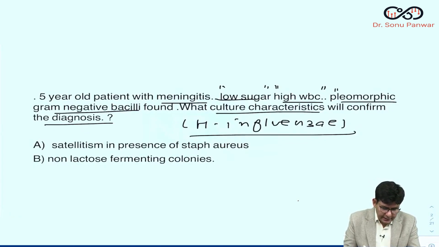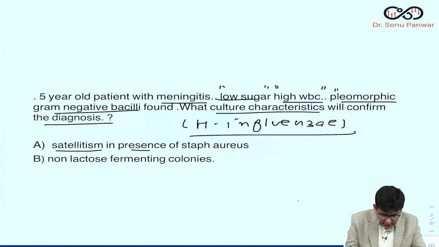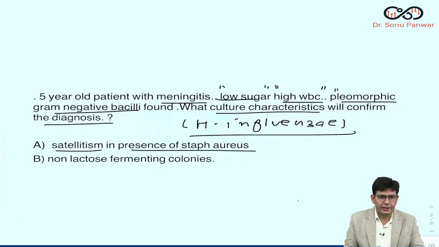You know that this organism shows satellitism in presence of Staph aureus. And what is satellitism? Satellitism is an increase in the size of colonies around the Staph aureus streak, because they get the X and V factors from it. That's why Hemophilus influenzae, which loves to grow on chocolate agar, shows this. I suppose this was there, and the answer is A.